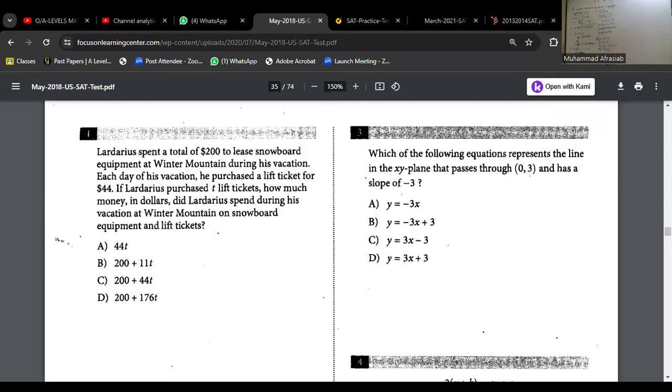Which of the following equations, question number 1, represents the line in the xy plane passing through the point (0, 3) and has a slope of -3? Slope is equal to -3 and passing through the point (0, 3).